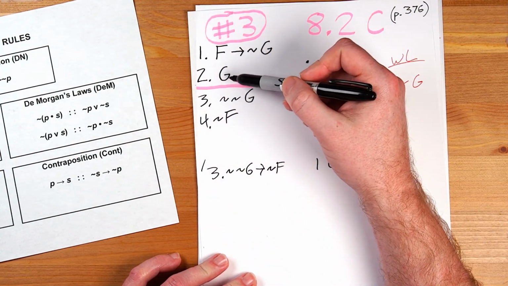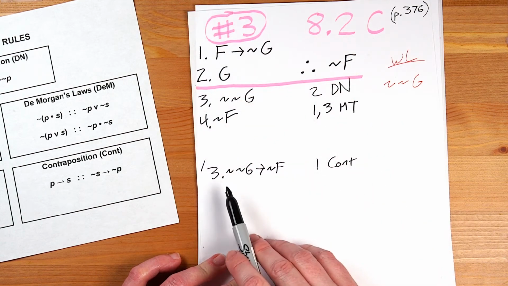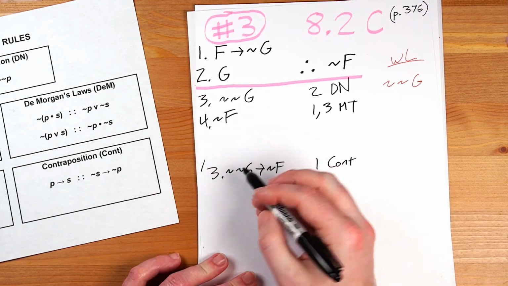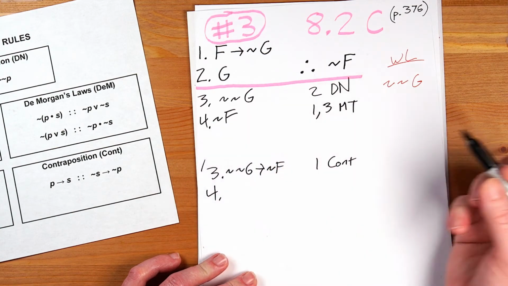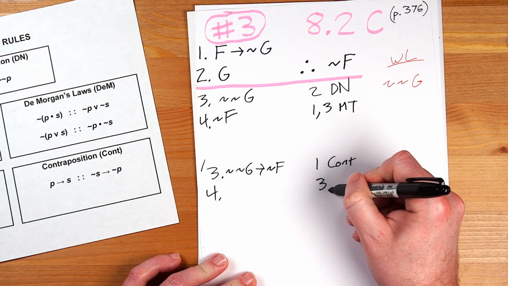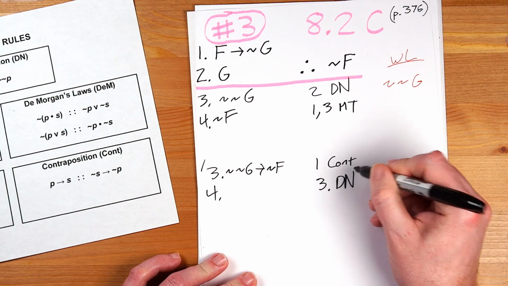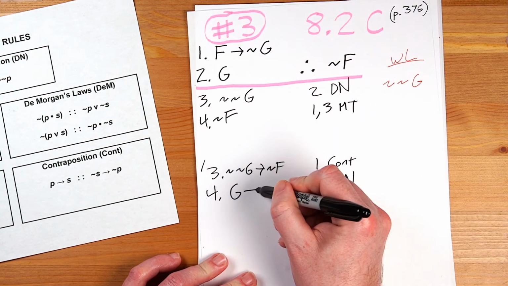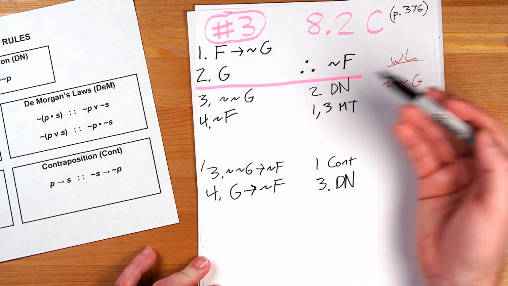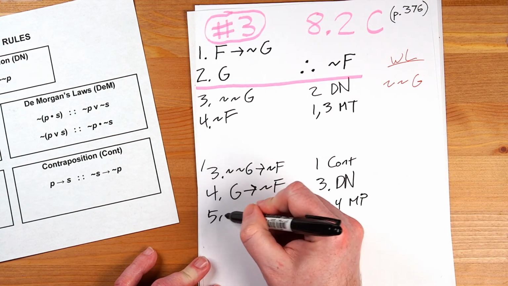We could double negate G, or we could use double negation on 3 and get rid of those 2 negations. I usually like to get rid of negations when I can because it's less clutter, less things to be confused about. So we'll do 3 double negation and just get rid of those 2 negations. Now we can just do 2 and 4 together, modus ponens, to get not F.